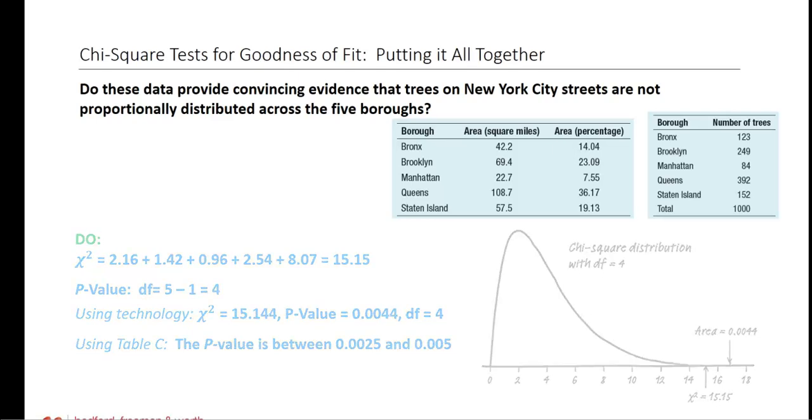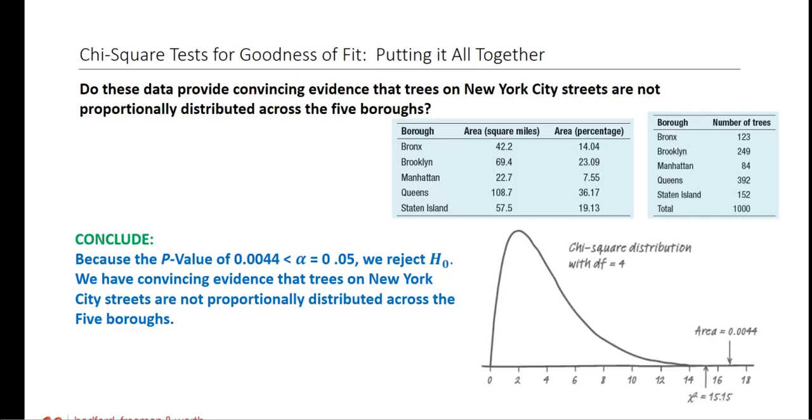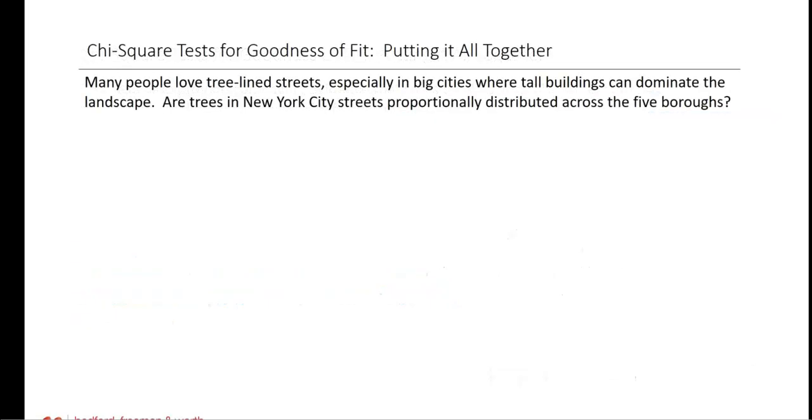Because our p-value is much smaller than 0.05, we reject the null. We have convincing evidence that the trees on New York streets are not proportionally distributed across the 5 boroughs. So they're not, because we've got such a small p-value.